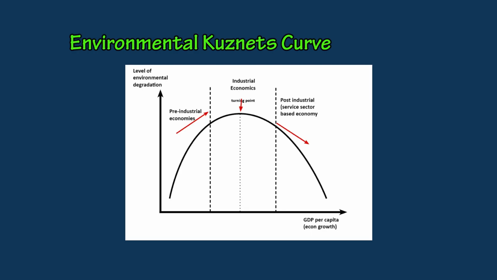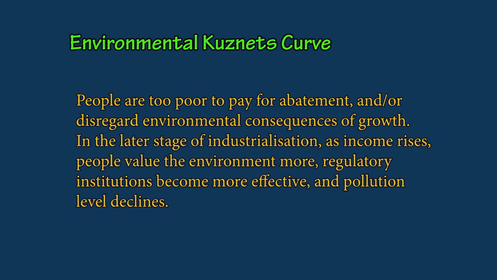What does this curve show? As per capita income rises, that is, as a country, as an economy progresses, the level of environmental degradation increases. Why does this happen? When an economy moves from an agrarian economy to, say, an industrialized economy, people are poor. So their main priority is higher income, more jobs. At that time, firms do not have enough resources to spare on pollution abatement measures. Neither do the people care about these measures at that time. So during this phase, when an economy is in its initial industrial phase, the level of environmental degradation increases.